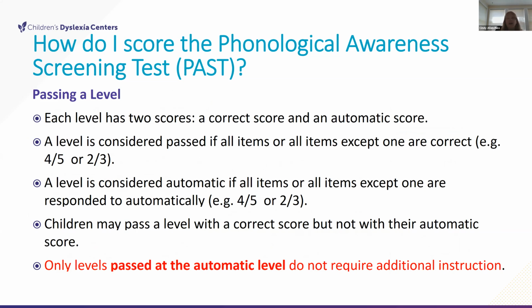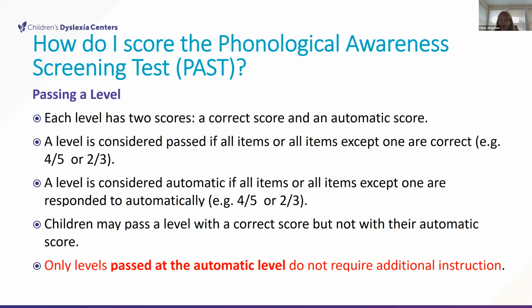All right, so how do I score the screening test? Each level has 2 scores, a correct score and an automatic score. A level is considered passed if all the items or all items except 1 are correct. So the child gets a 4 out of 5 or 2 out of 3. A level is considered automatic if all items or all items except 1 are responded to automatically. So a 4 out of 5, a 2 out of 3.